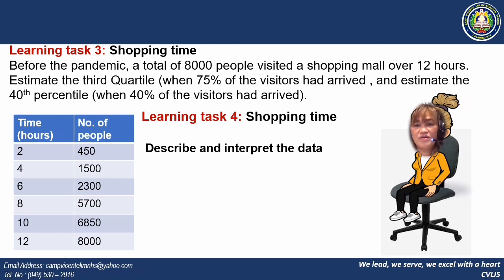By the way, the table contains 2 columns with time in hours and number of people. The times of visits are 2, 4, 6, 8, 10, and 12. And the numbers of people who visited are 450, 1,500, 2,300, 5,700, 6,850, and 8,000 respectively. And for learning task number 4, you have to use the computed value obtained from learning task number 3 as your reference for the analysis and interpretations.